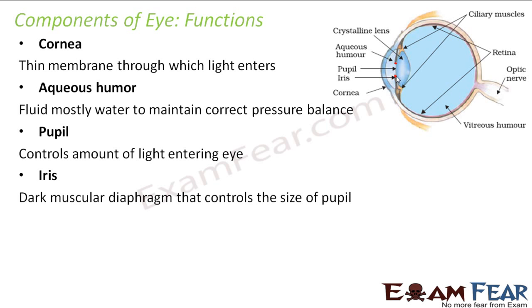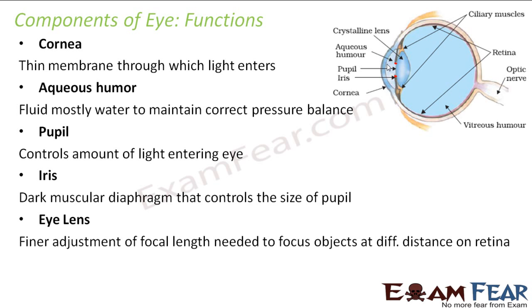So the iris is this region, this diaphragm, which you can see here. It is a dark muscular diaphragm. When the iris on two sides comes closer, the size of the pupil will decrease. When the iris on both sides goes away from each other, the size of the pupil will increase. So iris and pupil together control the amount of light depending upon the situation.